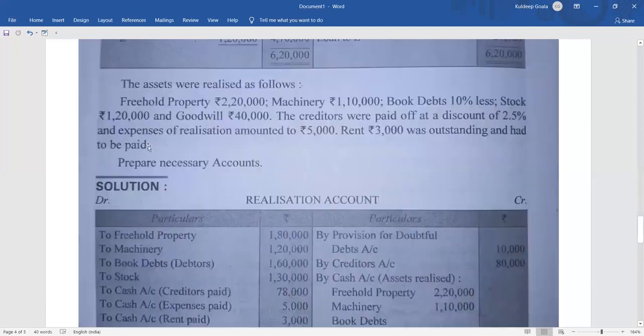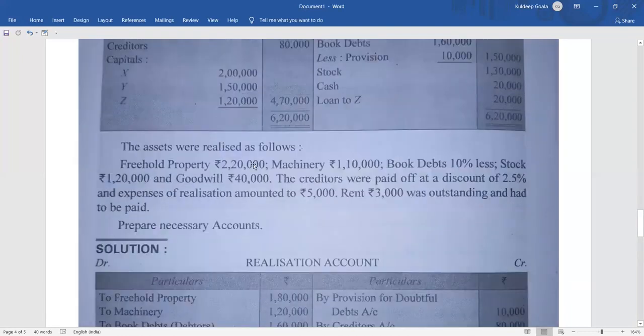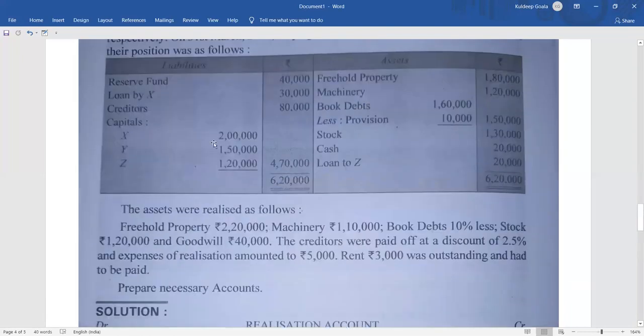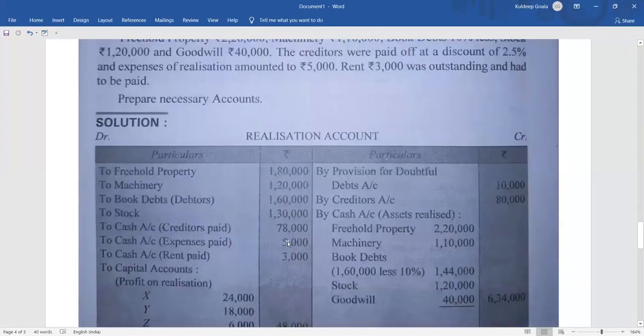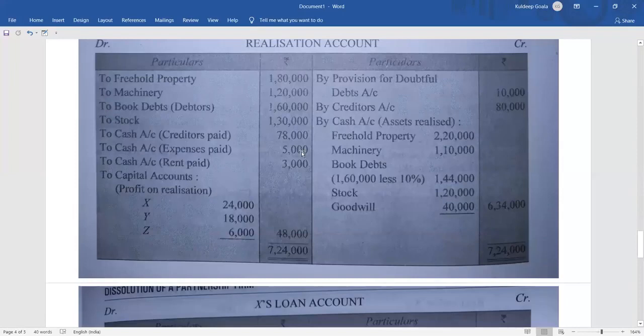Now all the entries related to realization are over. There are no more entries. So what you will do is balance both sides, the debit side and the credit side. You find the total of the credit side and the debit side, and then you can decide whether the credit is more or the debit is more. If the debit is more, it is a realization loss. If the credit is more, it is a realization profit.